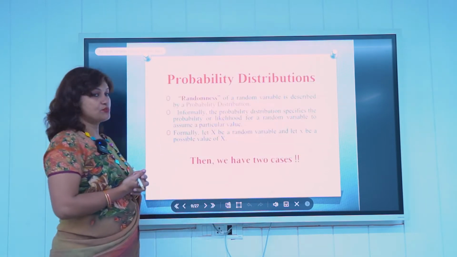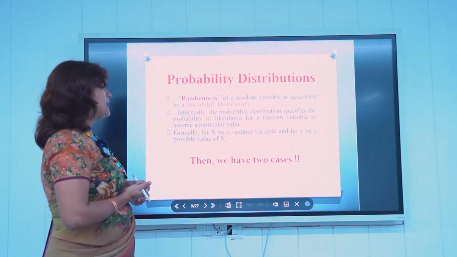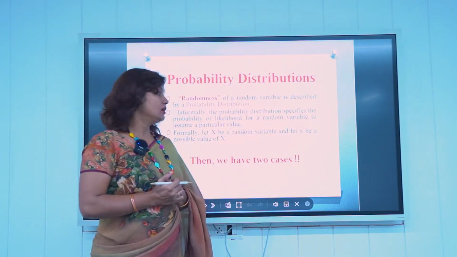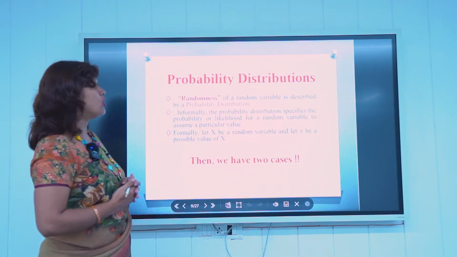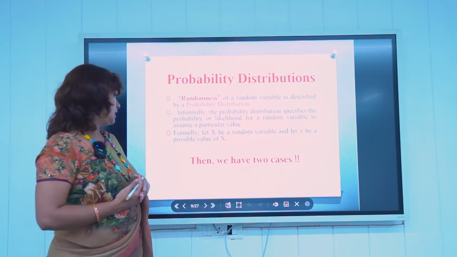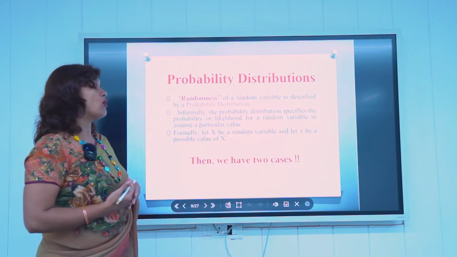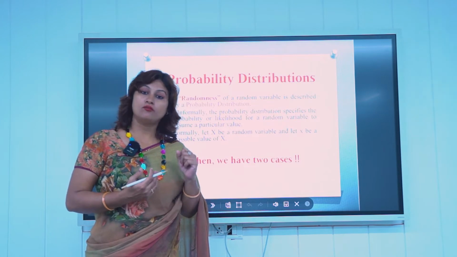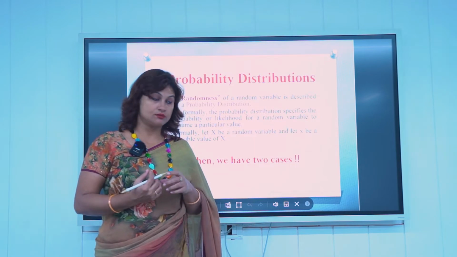Now is probability distribution. Randomness of a random variable is described by probability distribution, how random it is behaving. Informally, the probability distribution specifies the probability or likelihood for a random variable to assume a particular value. Formally, let X be a random variable and small x be the possible value of X. So the second point was the theoretical touch of the concept. In the third point, it is the mathematical touch of the concept.